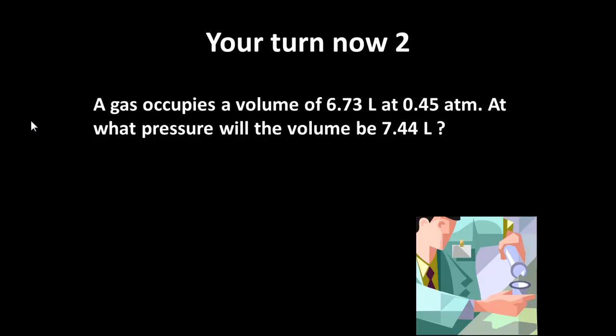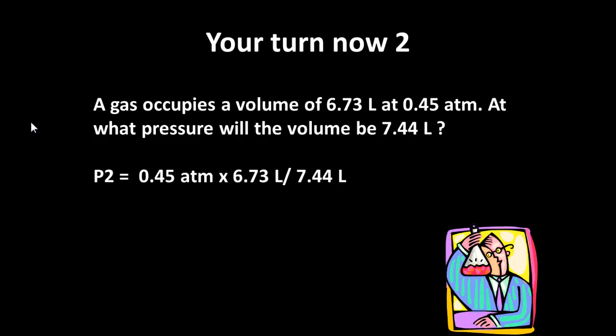Okay, we're really pushing these, so this should go into heads one sooner or later. A gas occupies a volume of 6.73 litres at 0.45 atmospheres. So at what pressure will the volume be 7.44 litres? Okay, fairly straightforward here. Both of those are in litres, and we're looking for an answer in atmospheres.